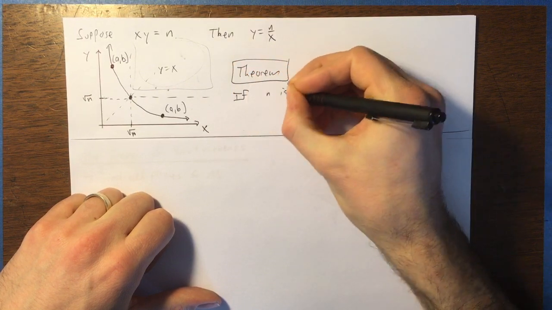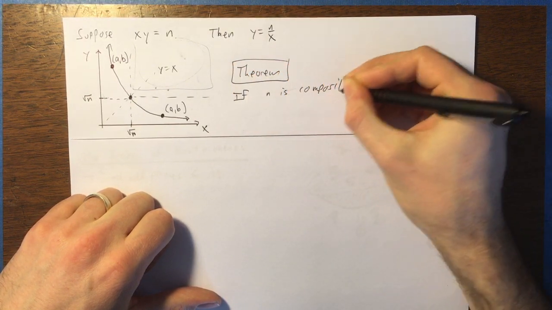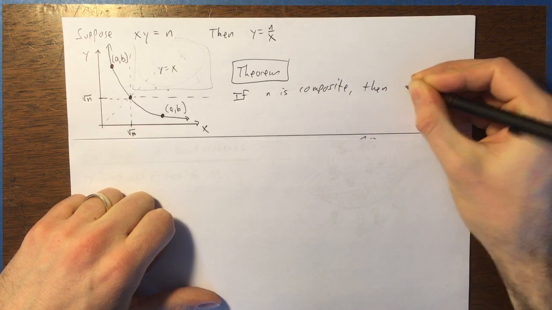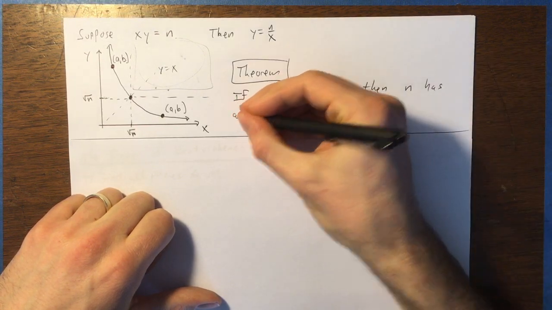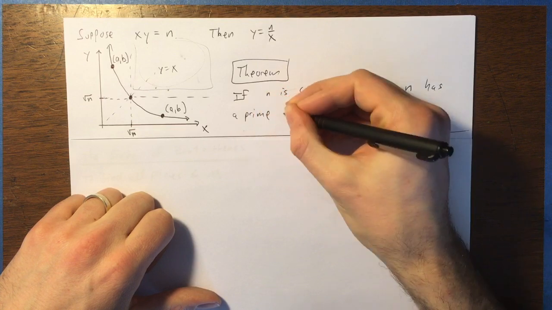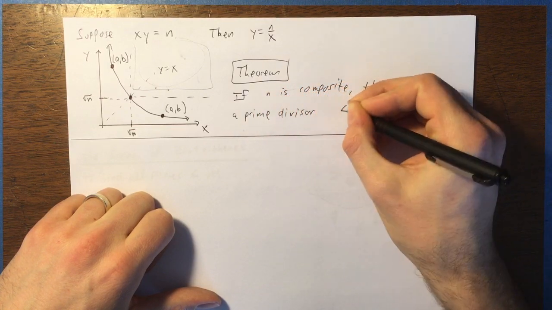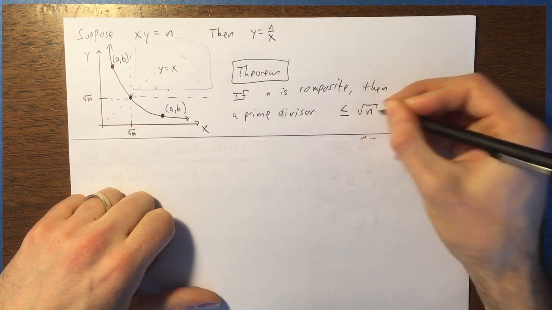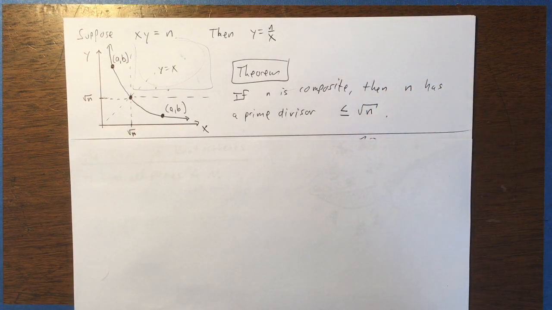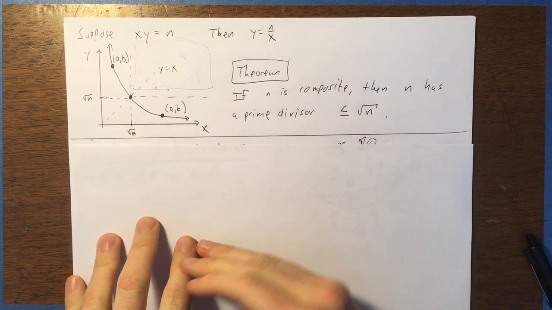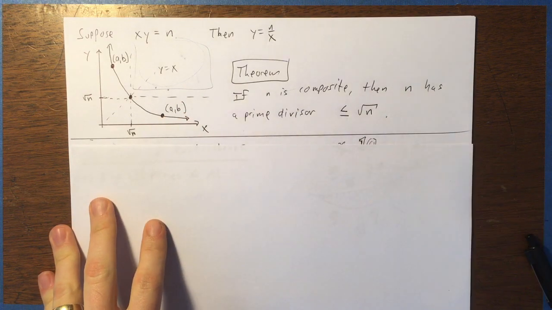if n is composite, then it's going to have a prime divisor, in particular, which will be less than or equal to the square root of n. So if we want to look for prime divisors of a number, all we need to do is search up to the square root of n. And if we search up to the square root of n and we don't find any divisors, then we can say that it's prime.